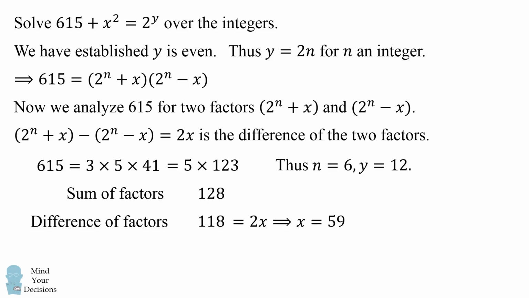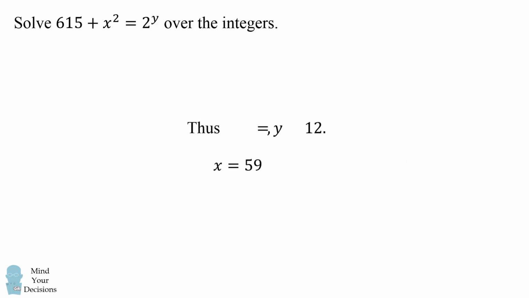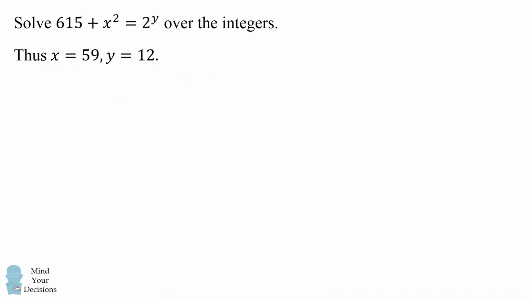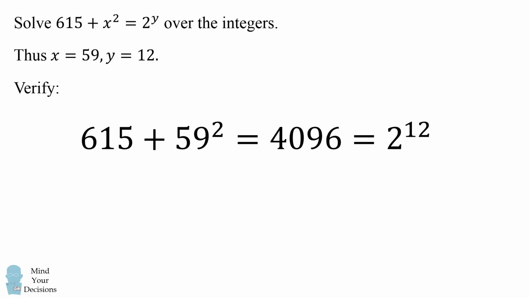So if there's a solution, it would have to be x is equal to 59 and y is equal to 12. And in fact, we can verify that 615 plus 59 squared is equal to 4096, which exactly equals 2 to the power of 12. And for completeness, we should also include x is equal to negative 59 and y is equal to 12, because integers can be both positive and negative.